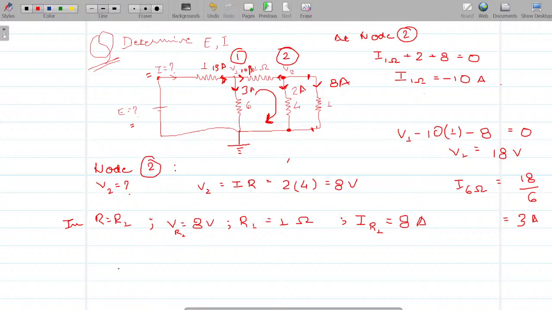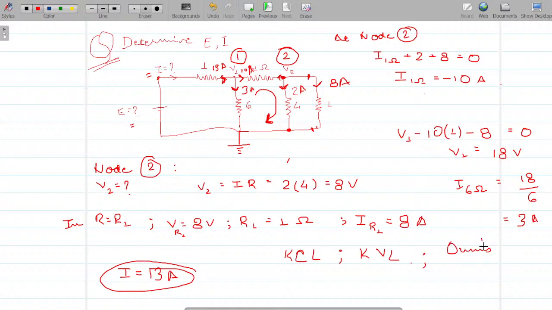And what was asked in the question? The question was asking what is the current I, which we have calculated to be 13 amperes. Very simple. At each point we are applying either KCL or KVL. These are basic applications of KCL and KVL. It is nothing more. And at max, another thing that we are using is Ohm's law.